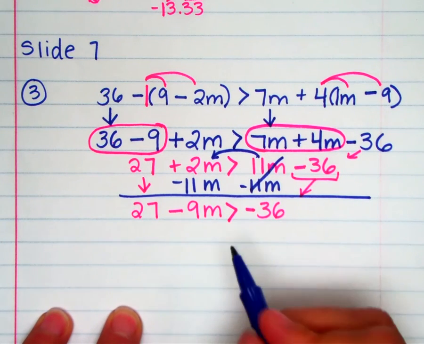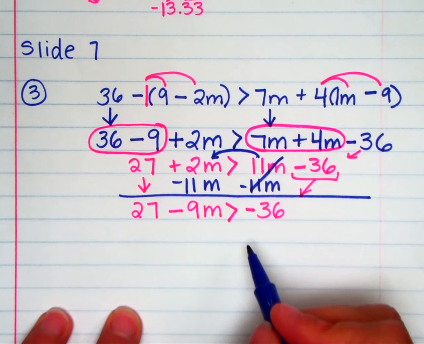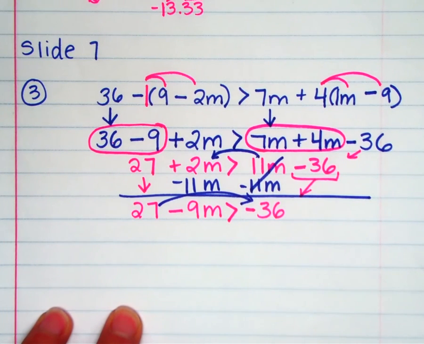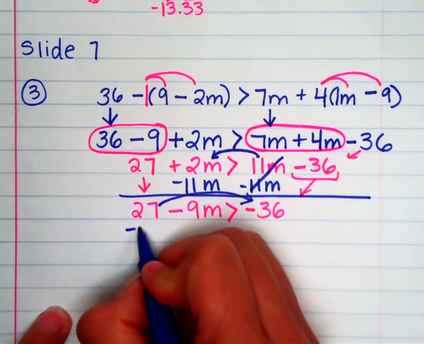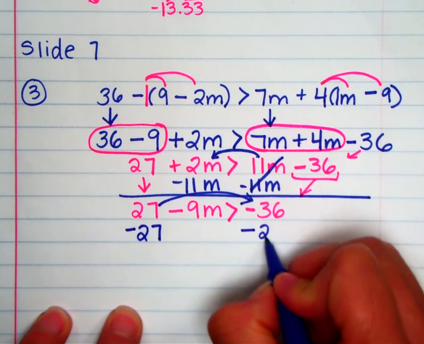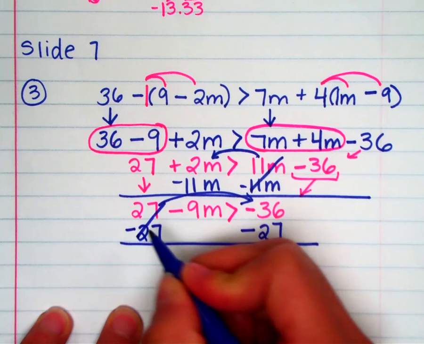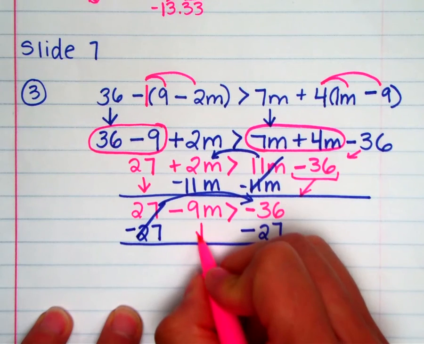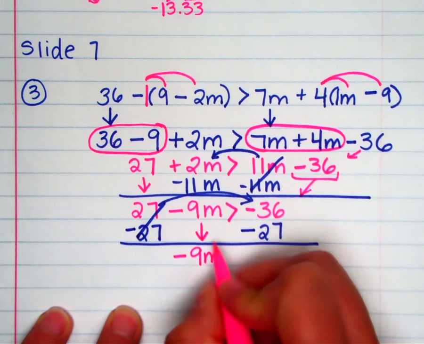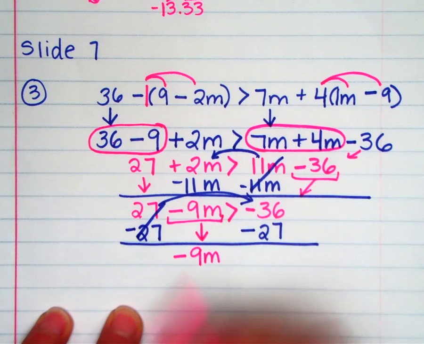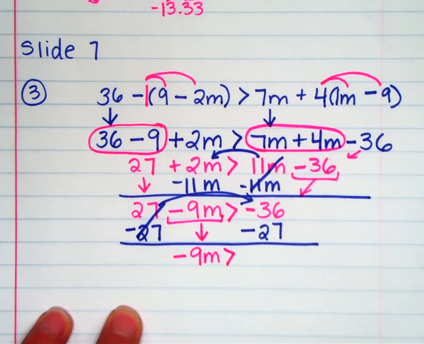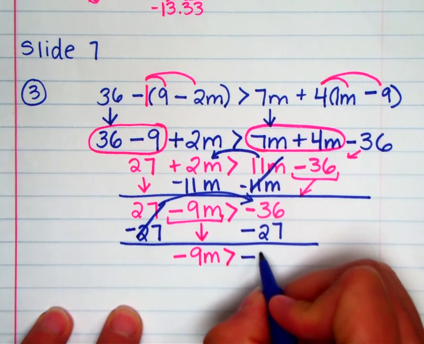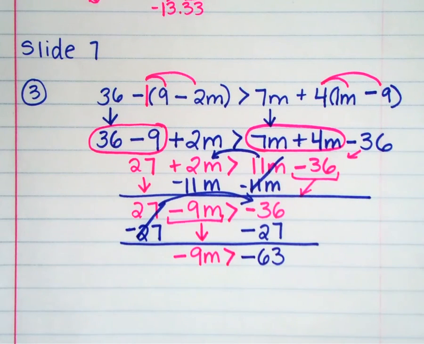Next I need to move my numbers to the other side. So now that I moved my variables to the left, I have to move the constants to the right. The only way I can move this positive 27 is by subtracting 27. Subtracting 27. Once I'm done subtracting 27 from both sides, I'm going to cancel out 27 minus 27, bring down my negative 9m, bring it with the sign in front. My greater than symbol, and then I'm going to take that negative 36 and subtract 27. So you should get a negative 63. So now I have my variables on one side, constants on the other.